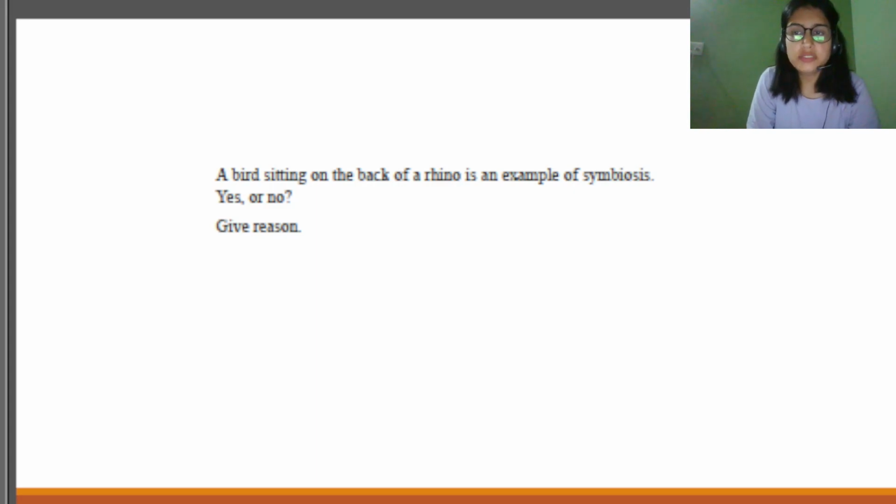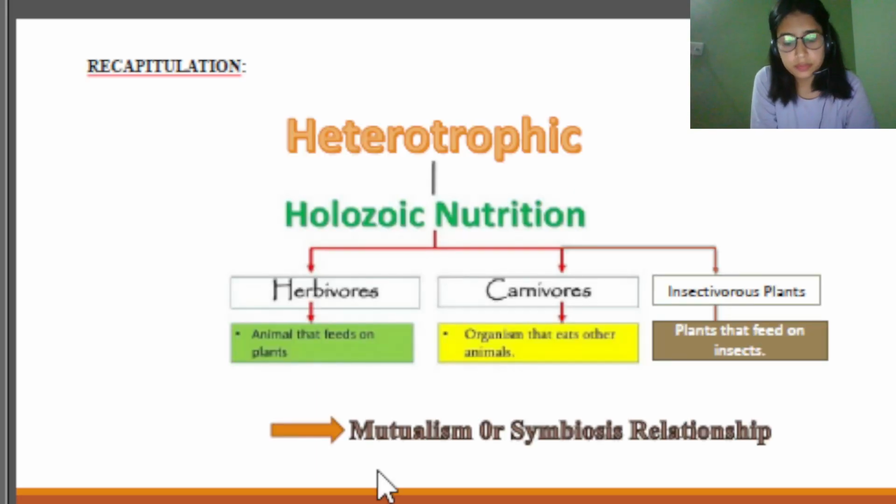If the bird is just sitting, then there won't be any relationship. If the bird is sitting and eating lice on the rhino, then this would be a symbiotic relationship, because the bird is feeding upon the lice or the insects on the rhino while the rhino is getting rid of the insects that were bothering him. So it will be coming under the category of symbiotic relationship or mutualism.